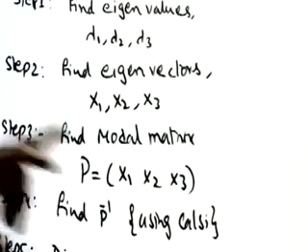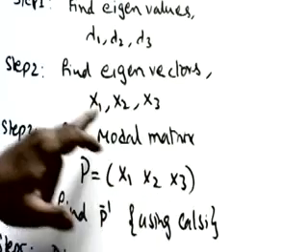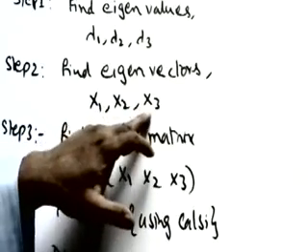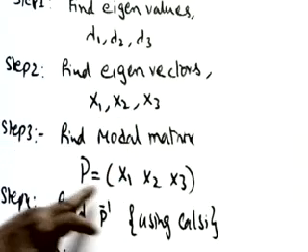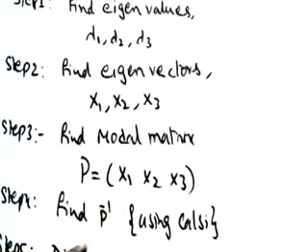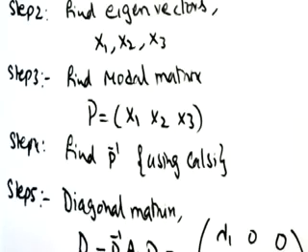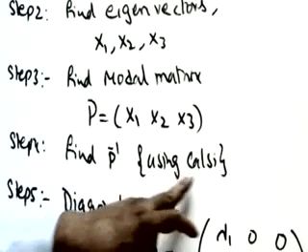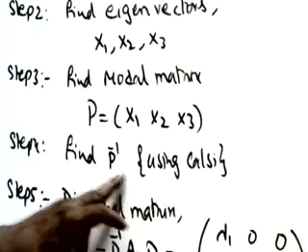After that, in the third step, we find the model matrix. The formula of the model matrix is P equals x1 x2 x3, where x1, x2, x3 are the eigenvectors. So the third step is to write the model matrix P equals x1 x2 x3, and in the next step we have to find P inverse. We will use a calculator to find P inverse.